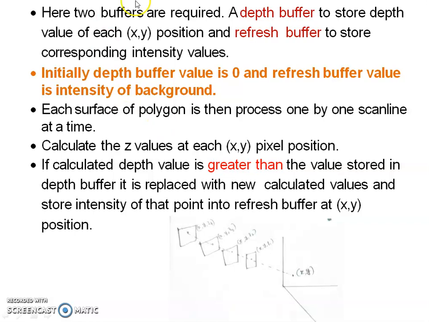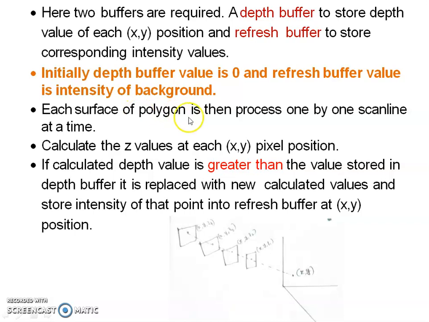In this algorithm, two buffers are used. One is the depth buffer and another is the refresh buffer. The depth buffer is used to store the depth value of each xy position, that is the z value. And the refresh buffer is used to store the intensity values. Initially, set the depth buffer value as 0 and the refresh buffer value as the intensity of the background.